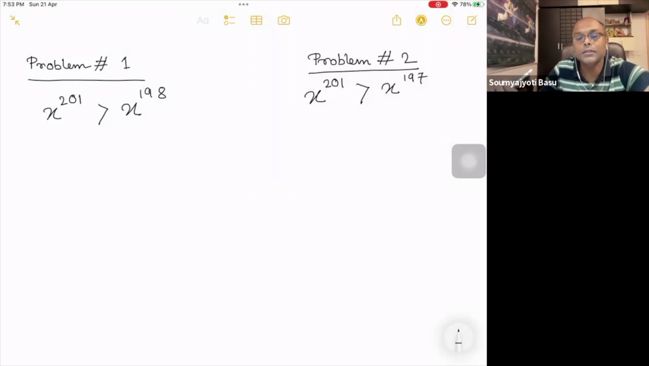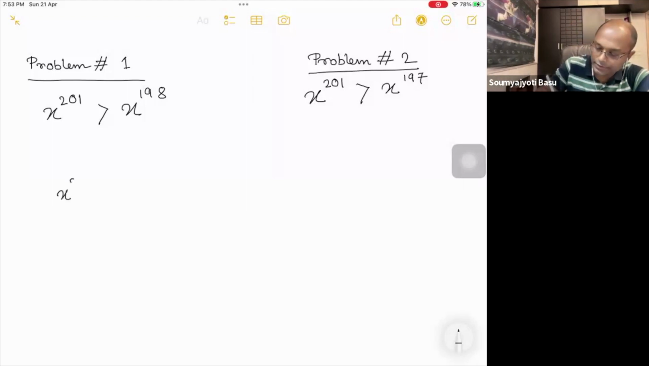Number one is we need to find out the values of x when x to the power 201 is greater than x to the power 198. The second one is close by: x to the power 201 greater than x to the power 197. Okay, so let's start with the first problem. X to the power 201 greater than x to the power 198.